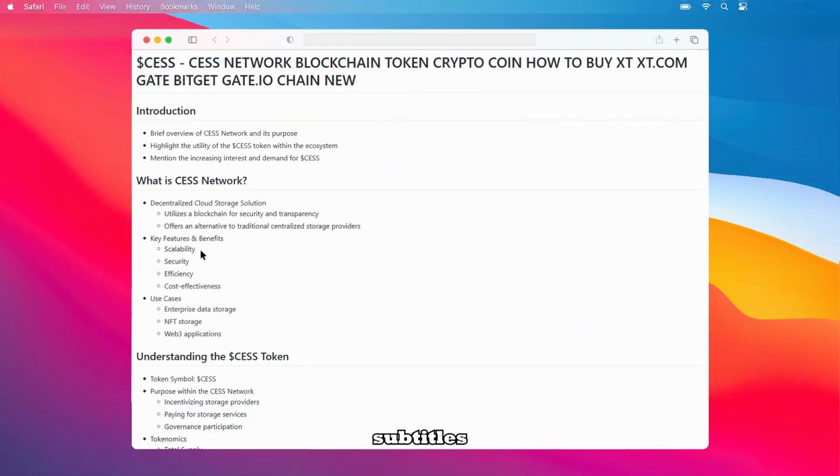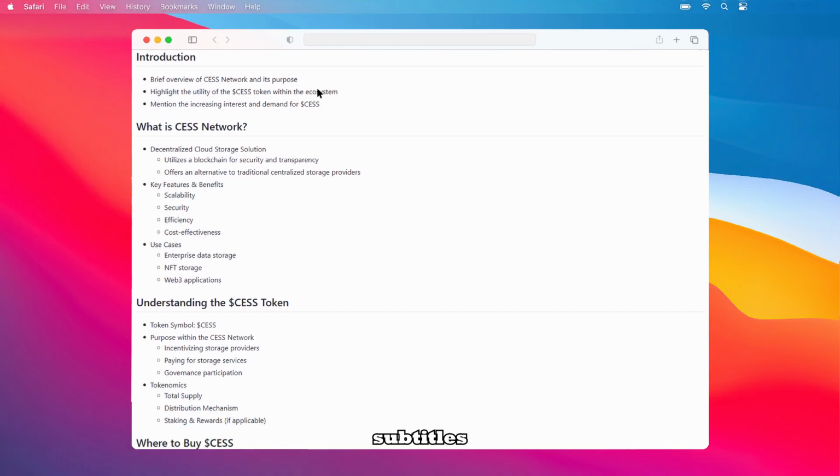Today, we're diving into the world of CESS Network and its native token, $CESS, covering everything from its purpose to where and how you can acquire it. We'll touch on the increasing interest in this exciting project and its token. So what exactly is CESS Network?